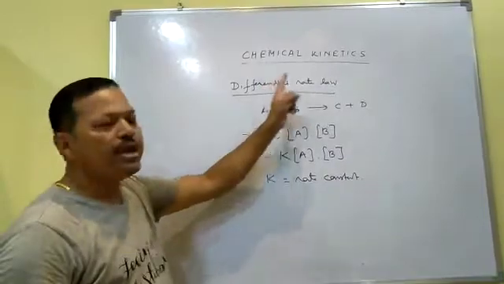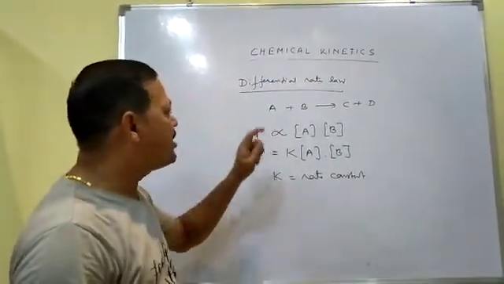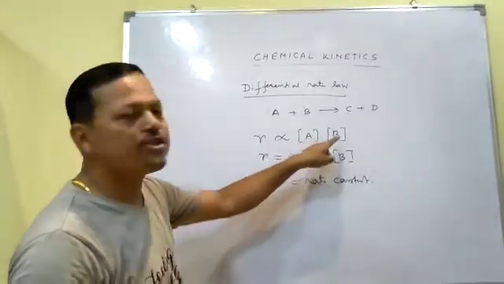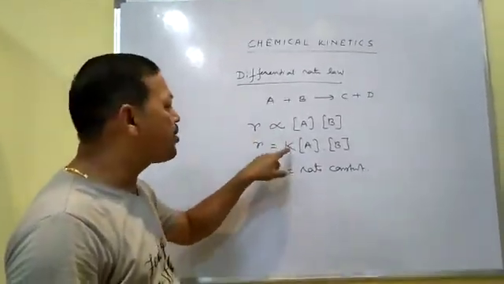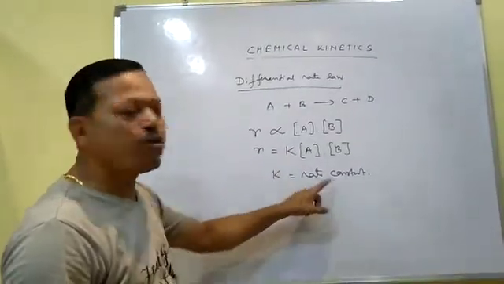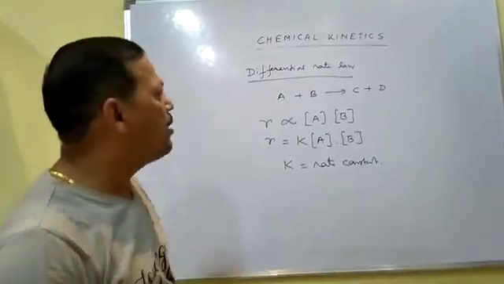So this is about the differential rate law. According to this law, the rate of a chemical reaction is directly proportional to the multiplication of the concentration of reactants. When you remove the proportional sign, a constant will come, K. K is called the rate constant. Like this way also you can express the rate of a chemical reaction.